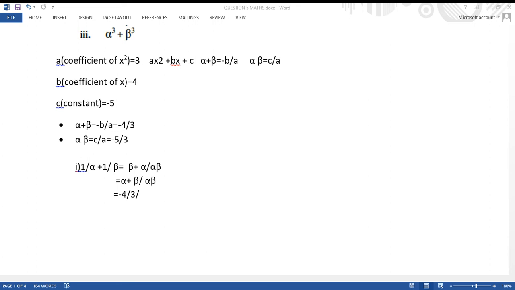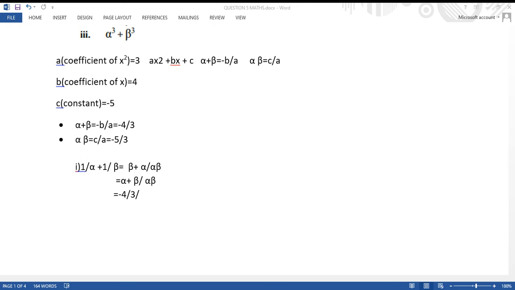The next one is alpha squared plus beta squared. This is where you have to remember the identity. If you don't remember, this is when you have to derive it so that you can find the identity. The identity of alpha squared plus beta squared is alpha plus beta, squared, minus 2 alpha beta. All right, this is the identity.